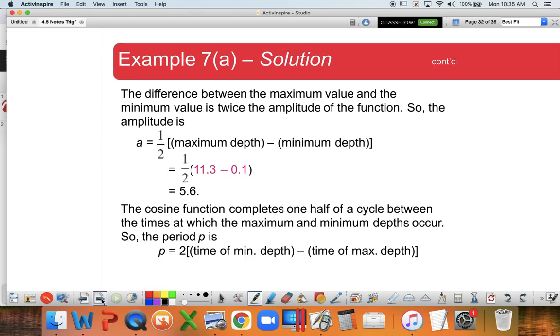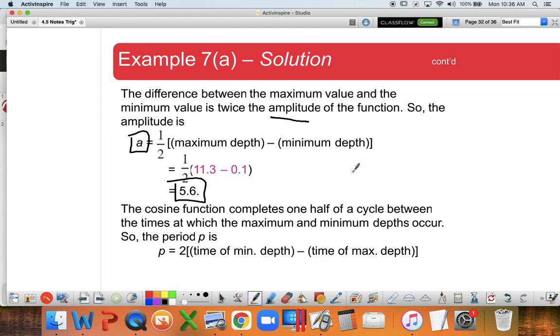So let's first start with amplitude. If I want to figure out the amplitude of the function, I'm going to do 1/2 times the maximum minus the minimum. So our maximum depth is 11.3, our minimum is 0.1, so when I find that and I take the average or the halfway point, it's 5.6. So that tells me that my amplitude is 5.6. I have my A value, so I can start filling that in within my cosine function. Now the next thing is trying to figure out how long does it take to fill a complete period?